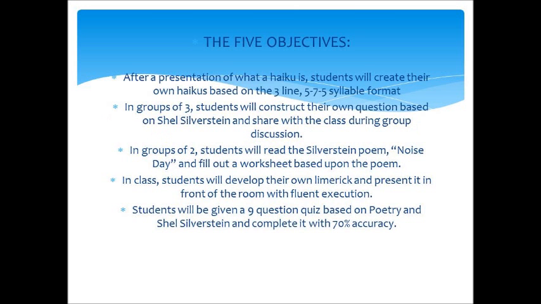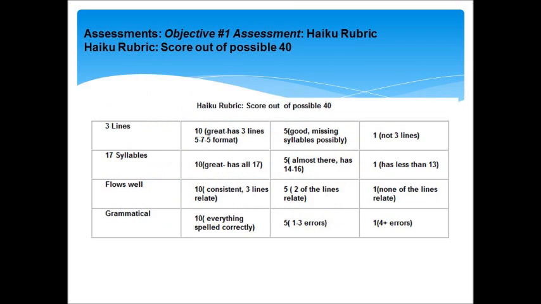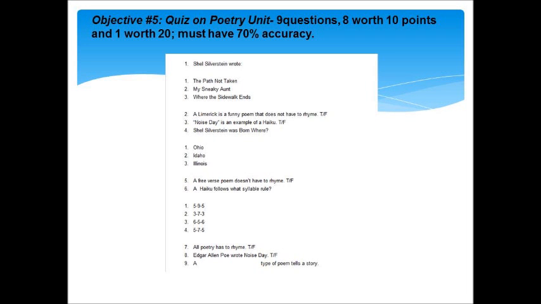In my General Methods course, previously taken here at Flagler, we were asked to make a unit plan comprised of 5 objectives. Along with each objective, an appropriate assessment was required. For example, my first objective was to have students create their own haikus based on the traditional 3-line, 5-7-5 syllable format. This is the rubric that the students were graded upon. Another example was the quiz given to the students based off their poetry unit.